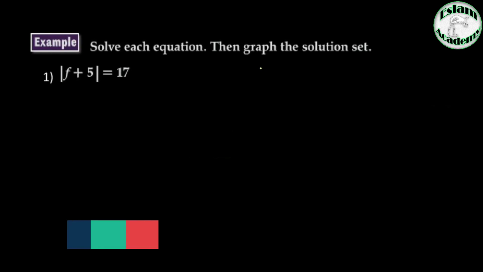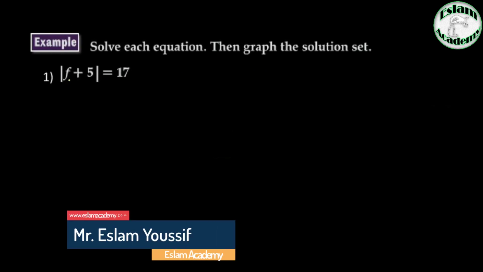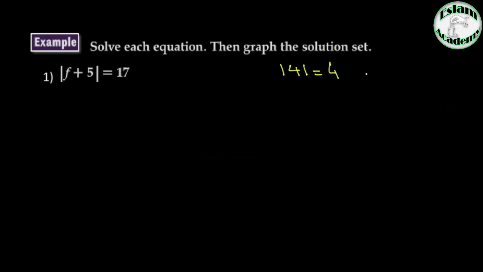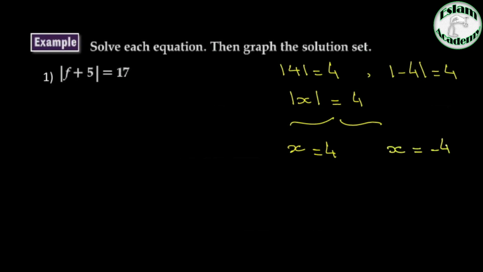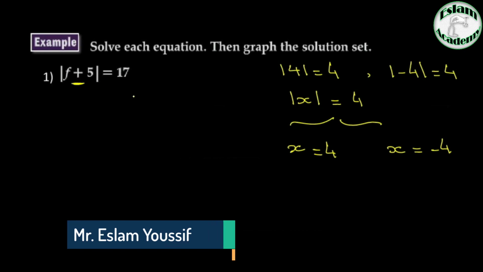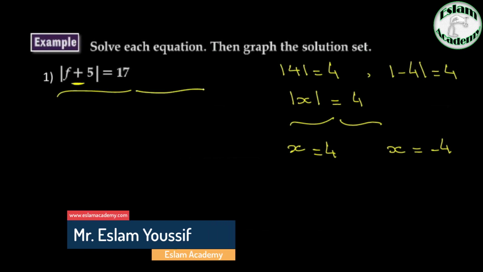Solve each equation, then graph the solution. Number 1. The absolute value of f plus 5 is equal to 17. As we said before, the absolute value of 4 is equal to 4, and the absolute value of negative 4 is equal to positive 4. Then, if we have x inside the absolute value, and the answer is 4, it means we have two solutions. The value of the expression inside the absolute value may equal positive 4, or it may equal negative 4. Now we have the absolute value of f plus 5 equal to 17. It means we have two solutions.